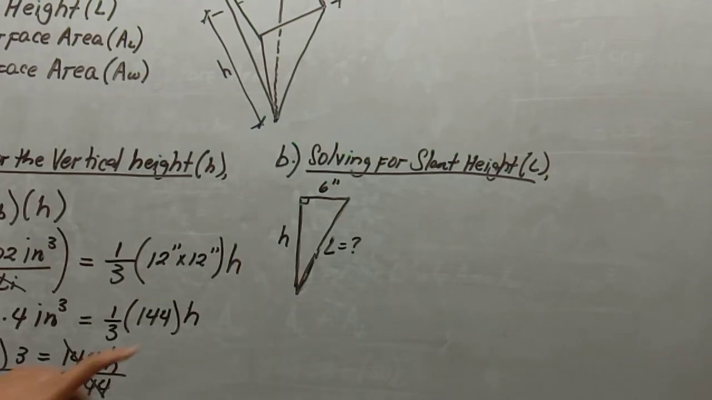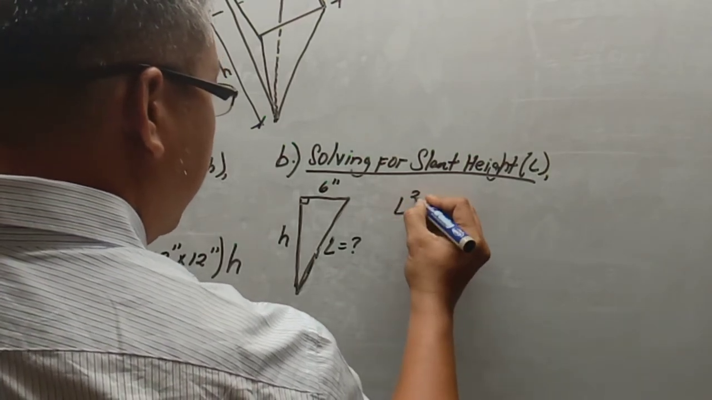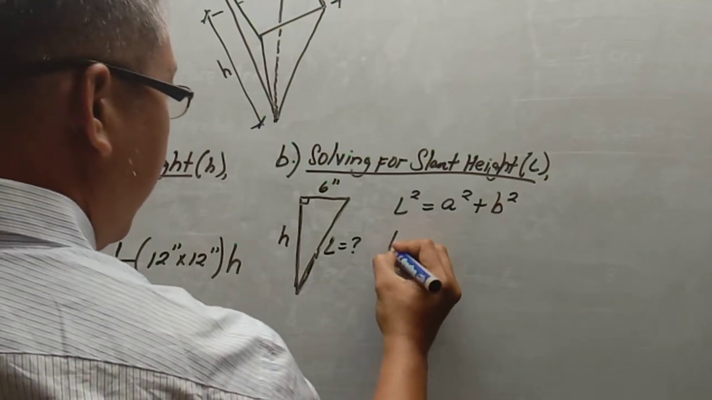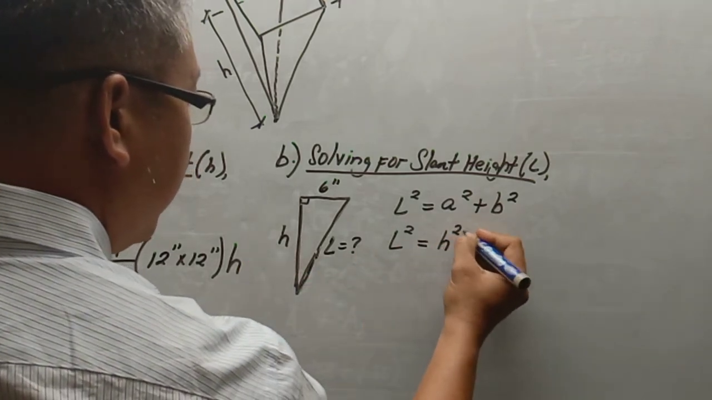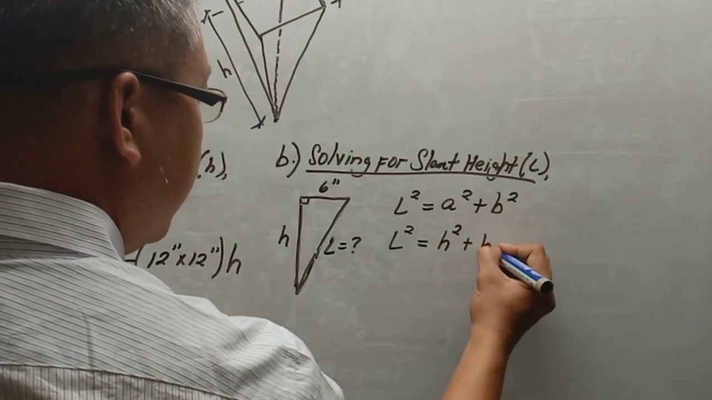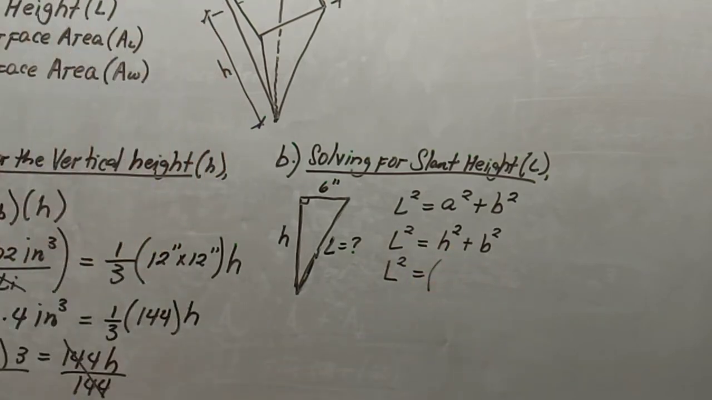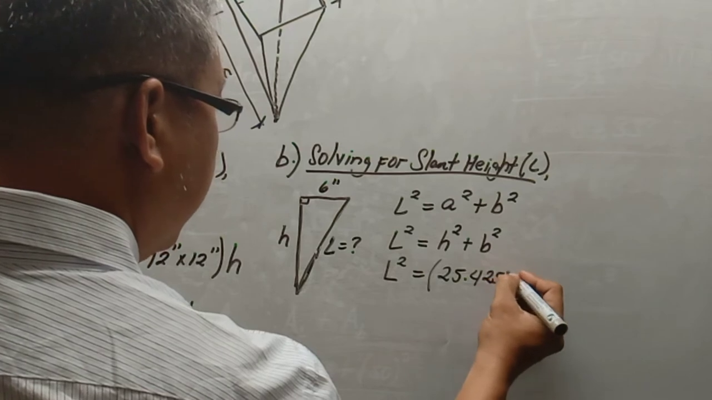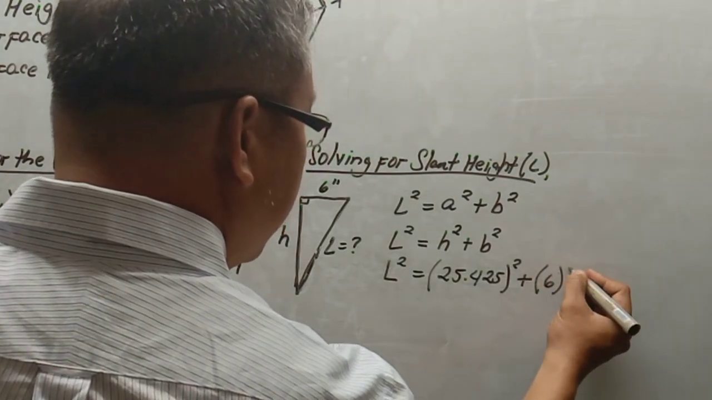H is already here. H is the height or altitude. Now, by using the Pythagorean theorem, L squared is equal to A squared plus B squared. So L squared, guys, H is the vertical height or the altitude, so it becomes H squared plus the base squared. Substitute the height. How much is the vertical height? 55.425 squared, plus the base is 6 inches, 6 squared.